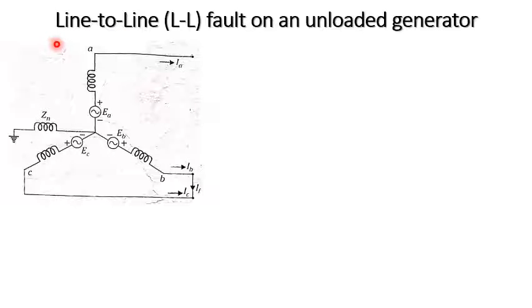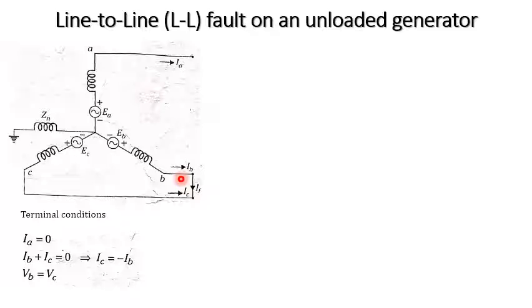Let us understand the next type of fault, that is line to line fault on an unloaded synchronous generator. Here you can see the generator which is grounded through a neutral impedance, meaning the reactance. Here it is assumed that phases B and C are short circuited. Based on this we can see the terminal conditions.